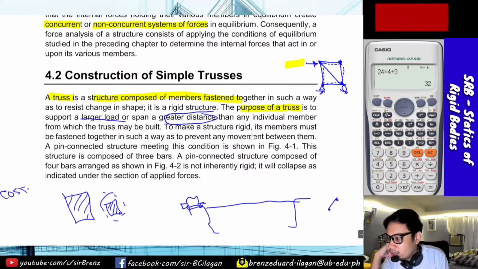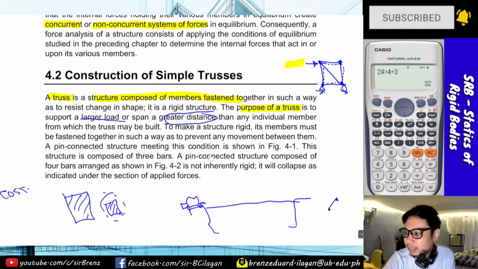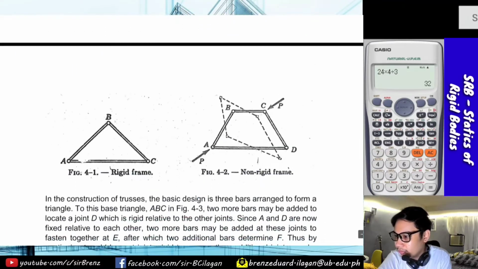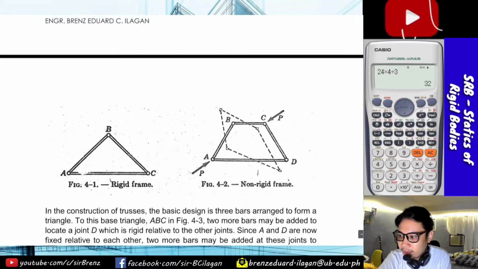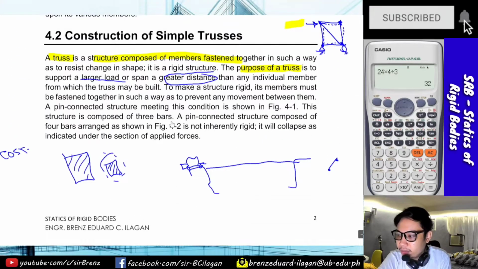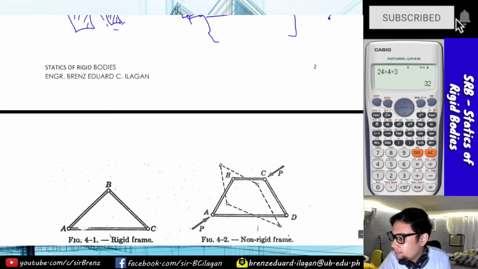So, to make a structure rigid, its members must be fastened together in such a way as to prevent any movement between them. So, a pin-connected structure meeting this condition is shown in figure 4-1. Ayan. And may example pala. So, sige, basahin muna natin. This structure is composed of 3 bars. A pin-connected structure composed of 4 bars arranged as shown in figure 4-2 is not inherently rigid. So, it will collapse as indicated under the action of applied forces. Ito rin yung parang pinaliwanag ko kanina.